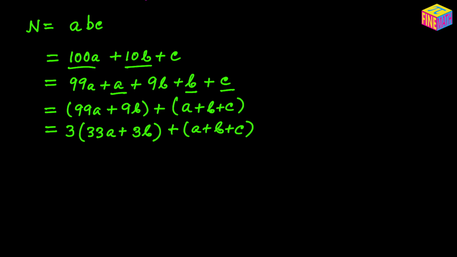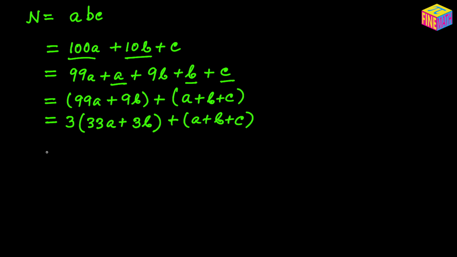Now let me scroll down a little bit. Now from here we can say, okay, so this is 3 times some integer, because 33 times A plus 3 times B will also give us some integer. So let's say this is 3 times K, for example, right? Let's say this is 3 times K, plus we have A plus B plus C. So far we have been able to create one part of the number which is divisible by 3, but the other part we don't know.